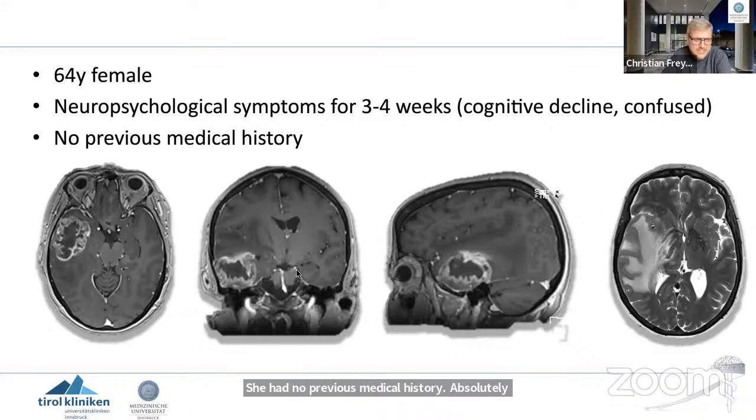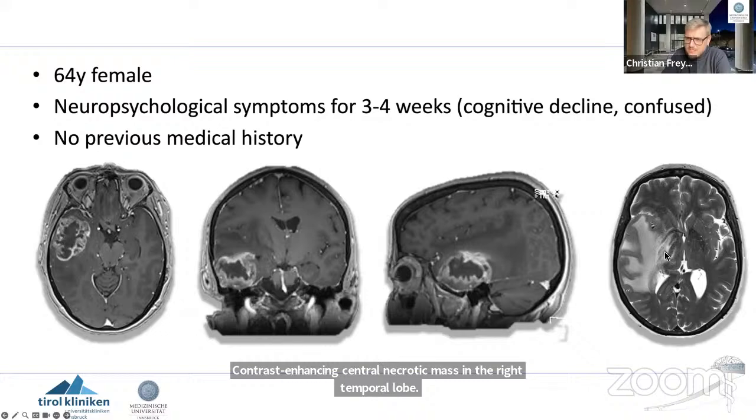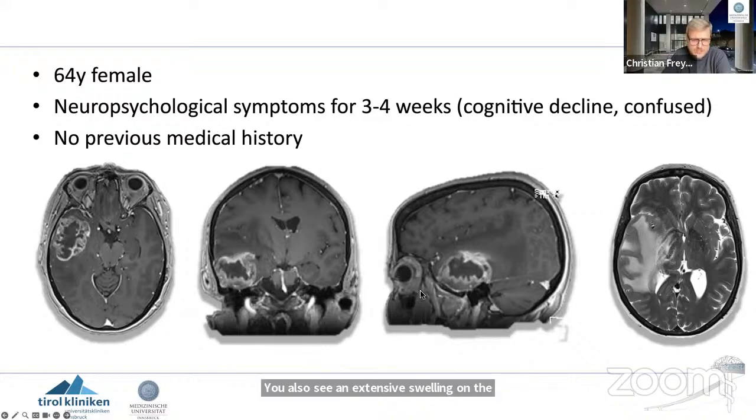And these are the scans where we see the contrast-enhancing central necrotic mass in the right temporal lobe. You also see an extensive swelling on the T2 images here, so a large edema. And since she had no other deficits, and the typical presentation of this, like a border contrast enhancement with central necrotic features, we thought it might be a glioblastoma.